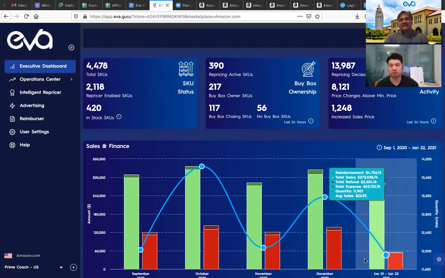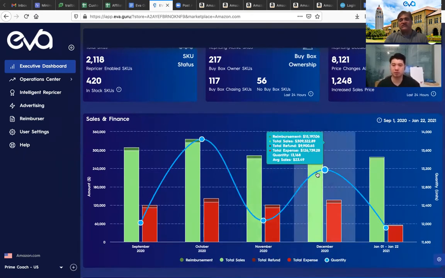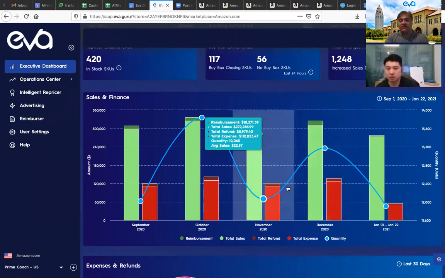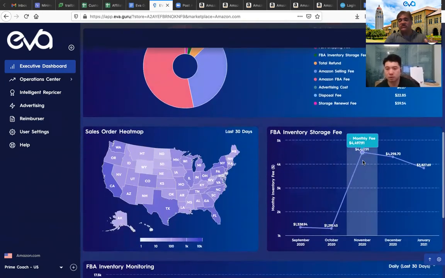So as I said, it's not just about pricing, it's about profit analytics. So we show what's the reimbursement values, sales, refunds, expenses, quantities, average sales per month for the sellers. We also show what are the expenses of the sellers, especially right now. The Amazon inventory storage fees are becoming a bit of a challenge for FBA sellers. So we want to unveil what is behind that. We also show that inventory storage fee progression month over month.